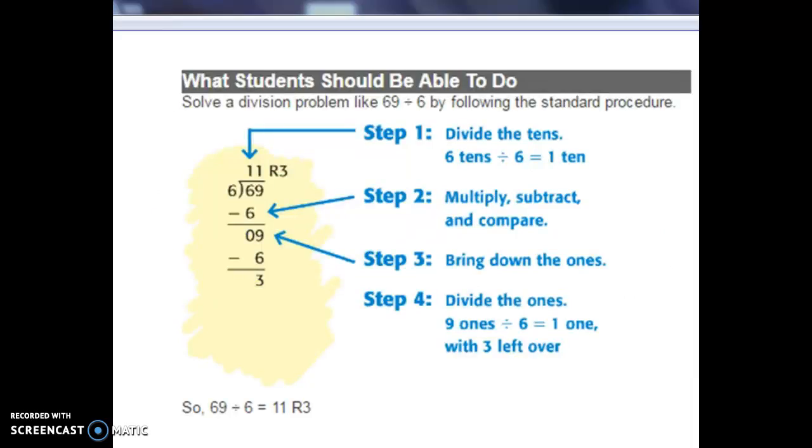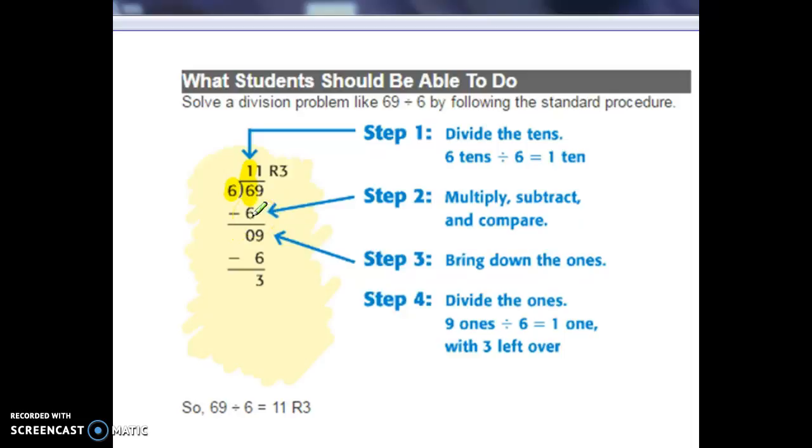What should you be able to do? Solve a division problem like 69 divided by 6 following the standard procedure. What would you do? Step 1, divide the tens. So here's the 6 right here. 6 tens divided by 6 is 1 ten. 1 times 6 is 6.